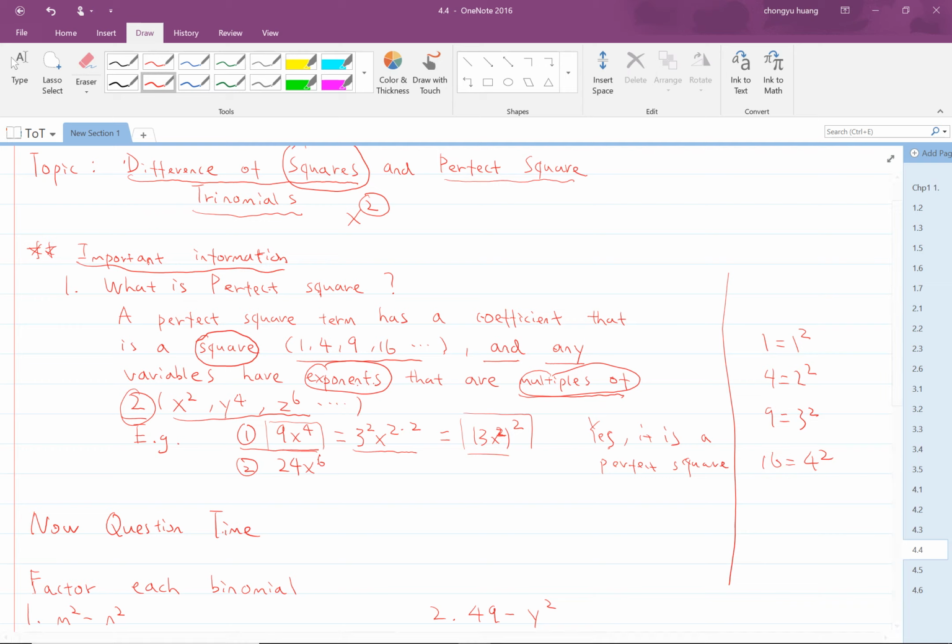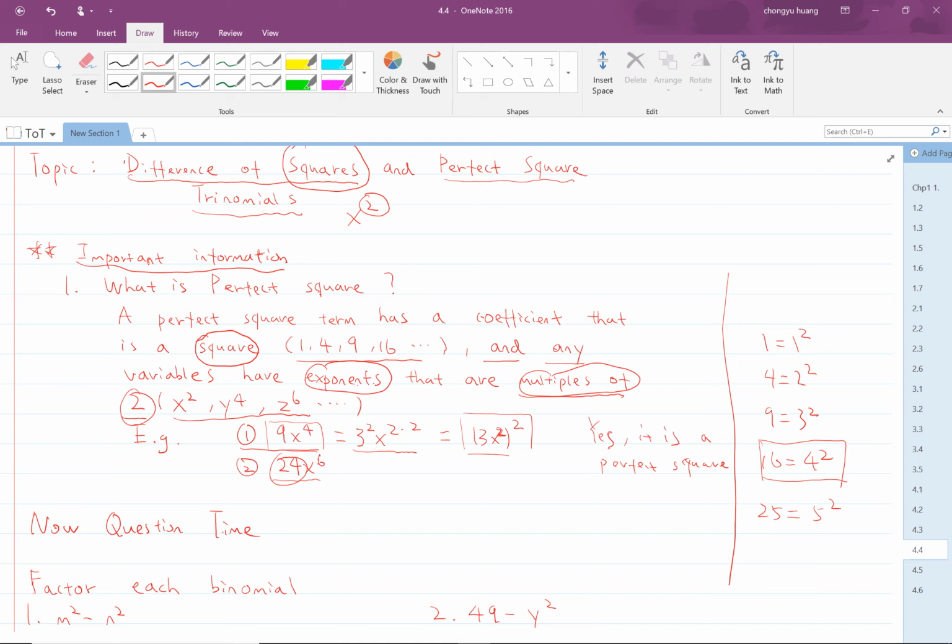Let's look at question 2. Example 2 is 24x to the power 6, right? As we all know, 24 is definitely not a perfect square, because 16 is equal to 4 to the power 2, and 25 is equal to 5 to the power 2, 5 squared. So you know 24 is not a perfect square.